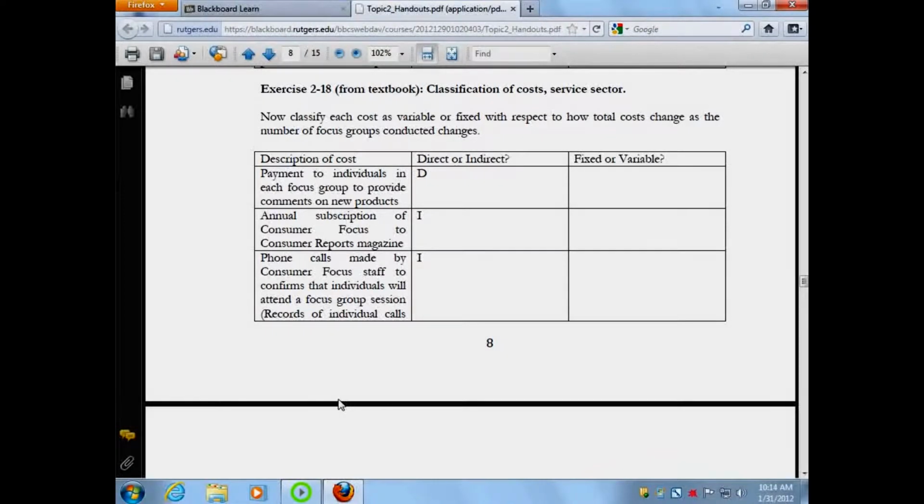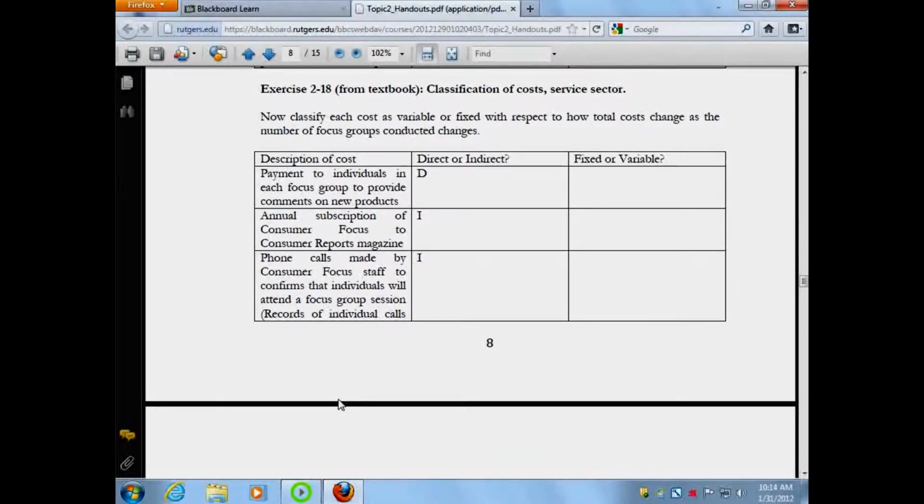The annual subscription of Consumer Focus to Consumer Reports magazine. Fixed or variable? One subscription, you pay for it at some $100 a year. Regardless of how many focus groups you do, it's going to remain $100 a year. So it's a classic fixed cost.